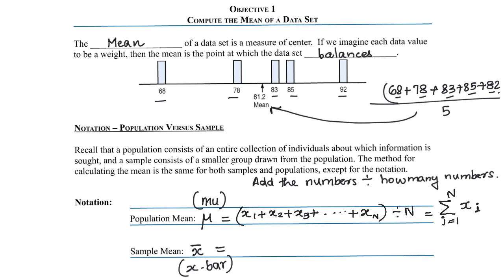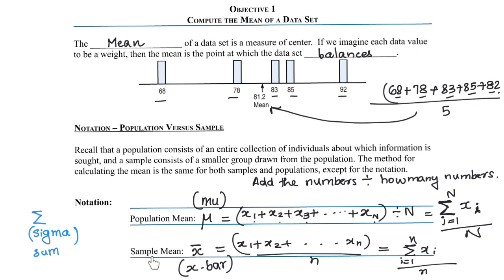So, it will be x1 plus x2 plus, because i takes the values 1, 2, 3 up to capital N, then we divide by n. This notation is known as the summation notation, or sigma. In the same way for the sample mean, assume the sample has n numbers x1, x2 up to xn. We add those numbers and divide by n.